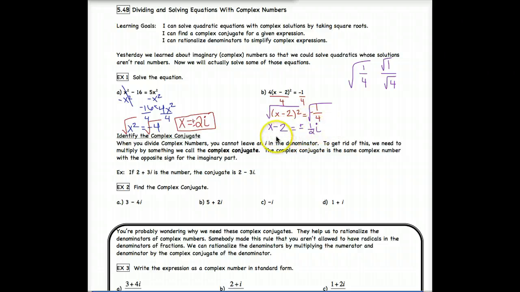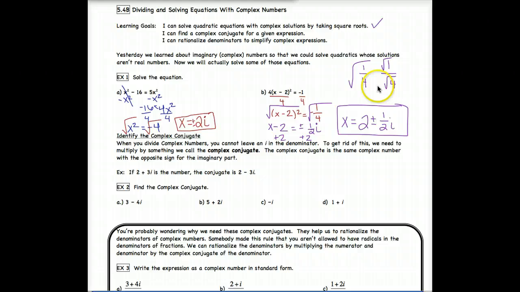I've got this minus 2 over here, so I need to add 2 to both sides. Again, we treat those i's just like we do other variables. These are not like terms. I can't combine 2 with a 1/2 i, so that just stays 2 plus or minus 1/2 i as your answer. All right, that takes care of our first learning goal.